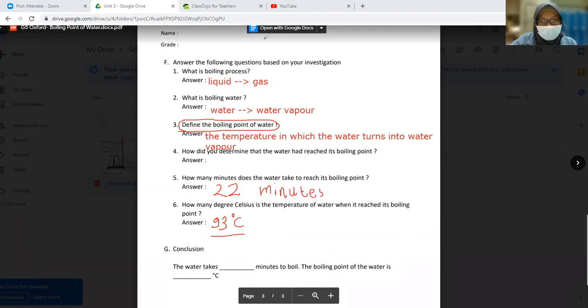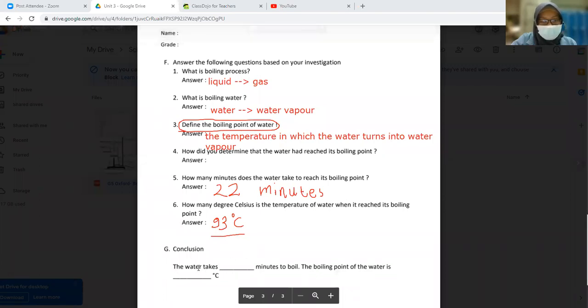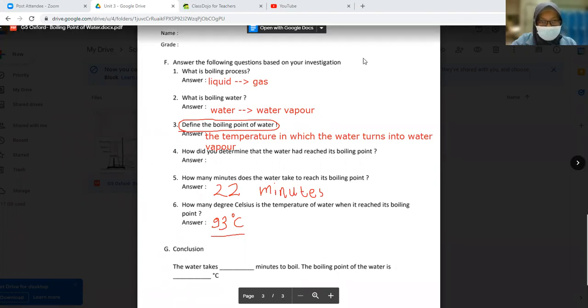Okay, for the conclusion, just answer on your own. It is only asking how many minutes the water takes to boil, and how many degrees Celsius the boiling point of the water is. So for the conclusion, answer the aim or the goal of this investigation. Okay, so that's all the further explanation of our investigation.